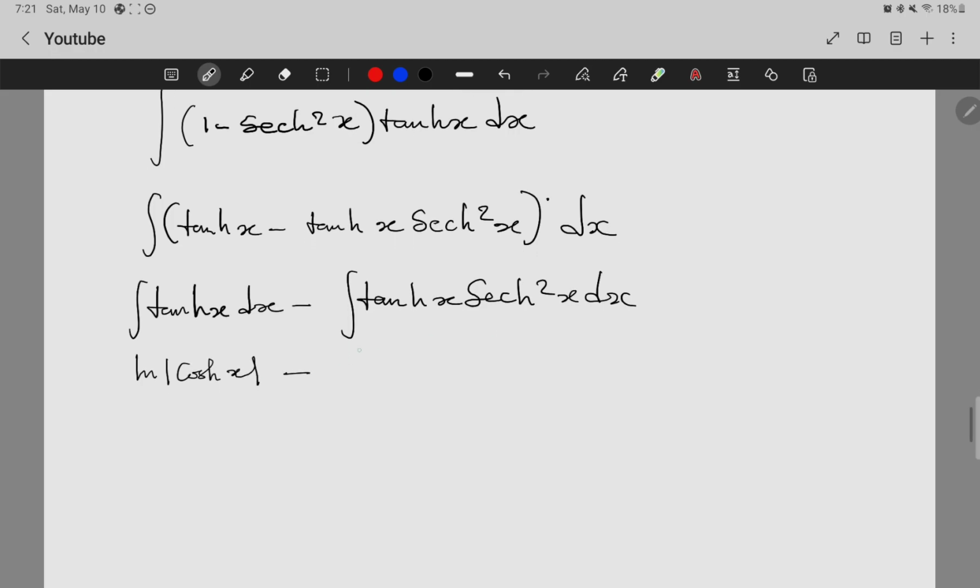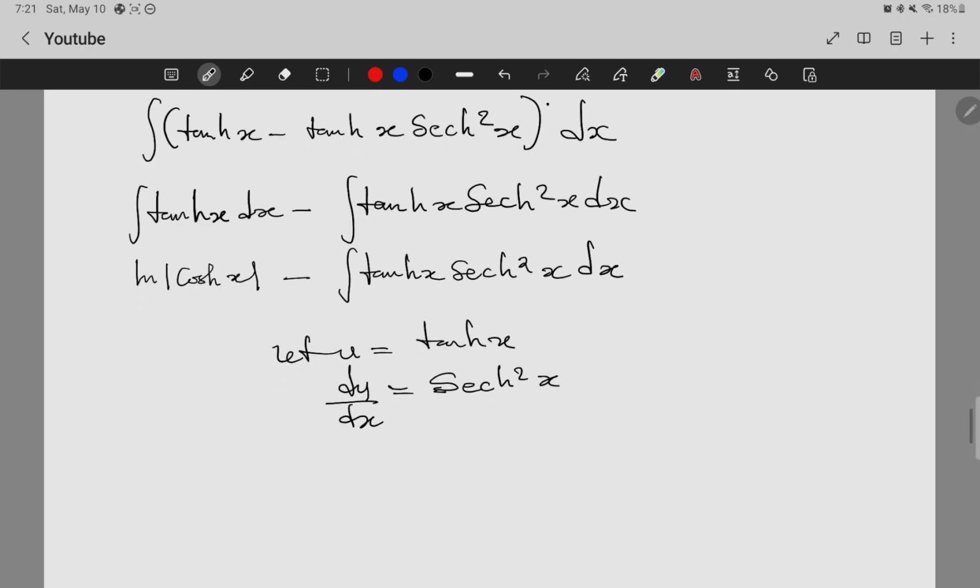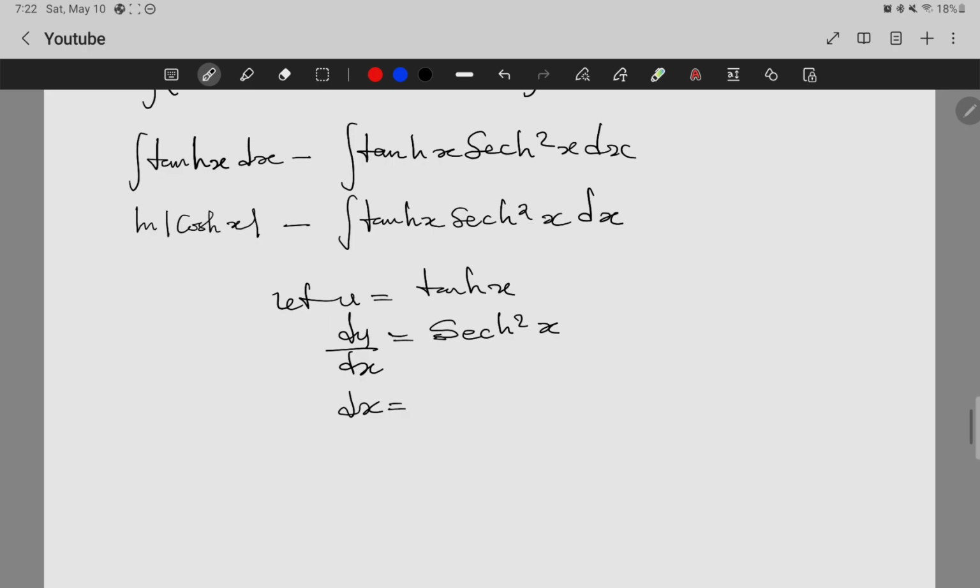Now we look at that second part. How do we integrate the second part? So again, here the treatment would be similar to if this was just tan and sec. I'll actually choose my u to be equal to tanh x. This way, the derivative with respect to x will be sech squared x. Based on this, it follows that dx will be equal to du over sech squared x.